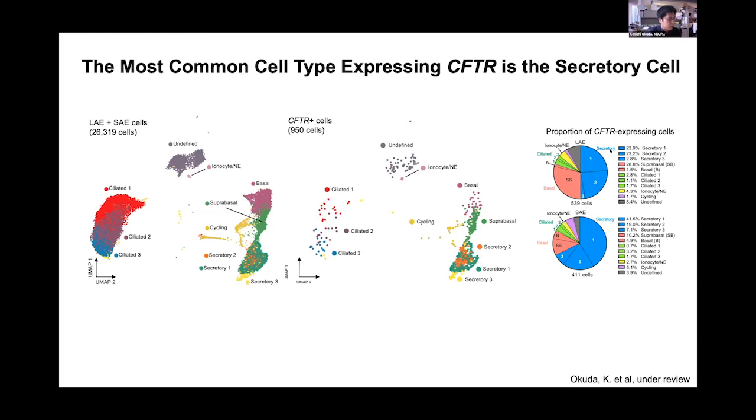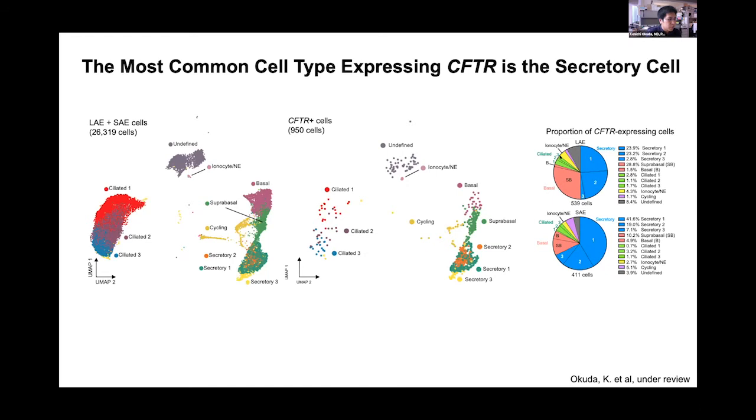And these pie charts show the proportion of each cell type among CFTR positive cells. In large airways, about 50% of CFTR positive cells are secretory cells. And then less than 30% are basal cells, especially these suprabasal cells that have a gene profile transitional from basal to secretory cell, which dominate the basal cells that express CFTR. And in small airways, even more, about 70% of CFTR expressing cells are actually secretory cells.